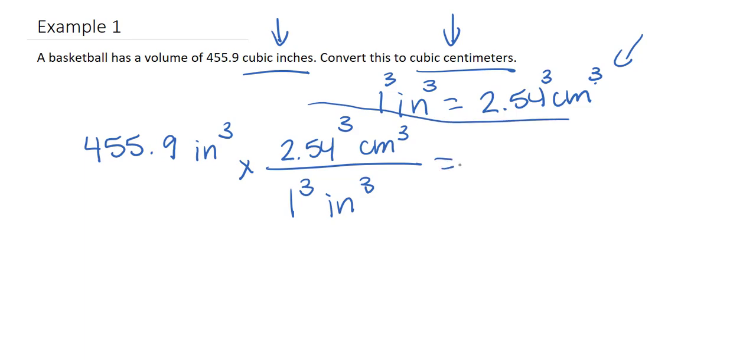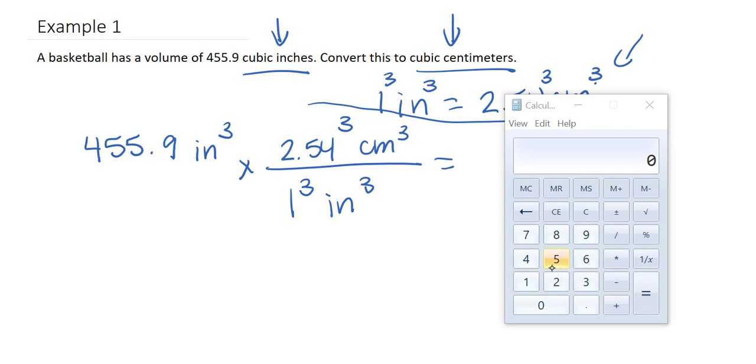Now let's go ahead and get the calculator out. So we go 455.9. Now this is important. We go 2.54 times 2.54 times 2.54. Now if you have another calculator, you could go 2.54 raised to the third power, and then just multiply it by the 455.9, which is a little bit faster. This calculator, I just have to do it like this, so let's go ahead and do that. And we get our answer to be 7,470.86. We'll just round to the nearest hundredth.